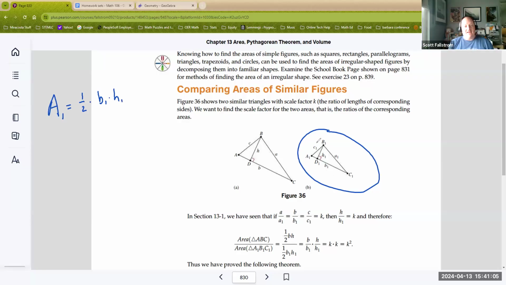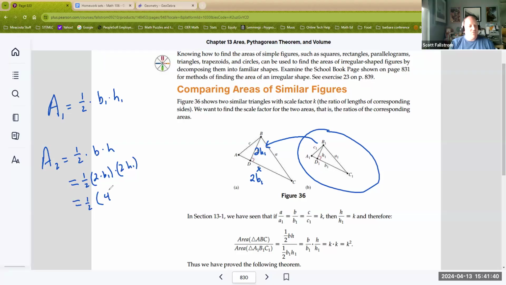Now, what I want to do is, let's say I want to double everything, okay? That means the height over here is going to be 2 h1, and the base over here is going to be 2 times the base. Then the area of your new figure would be half of the base times the height. Now that you know the base is 2 times b1, and the height is 2 times h1, then we get 1/2 times 4 times b1 times h1.